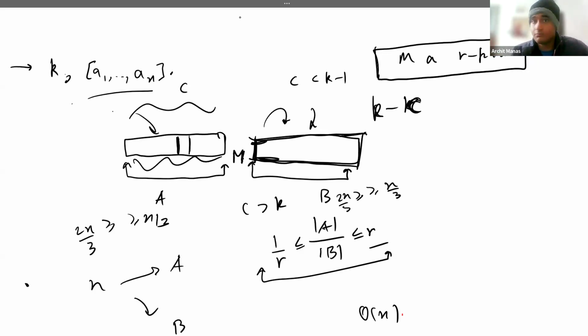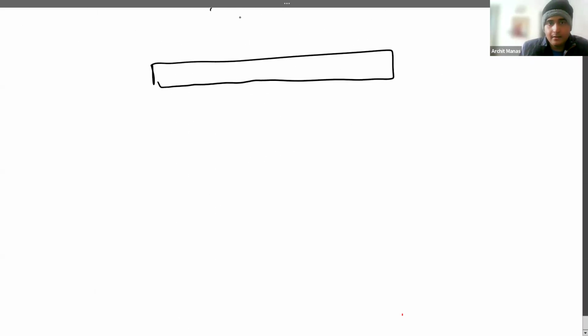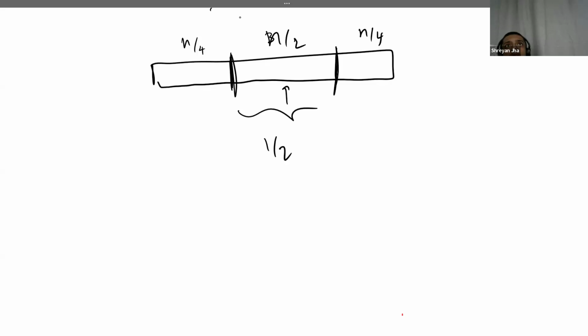If I choose M randomly, if I draw this strip that has maybe n by 4, n by 2, and n by 4 in the true ordering, there's a half probability that I select something from this strip. And when I order, both pieces will have size at least n by 4, and so it will be a good pivot. Because with probability half it is going to be a good pivot, I'm just going to keep repeating it until it is.